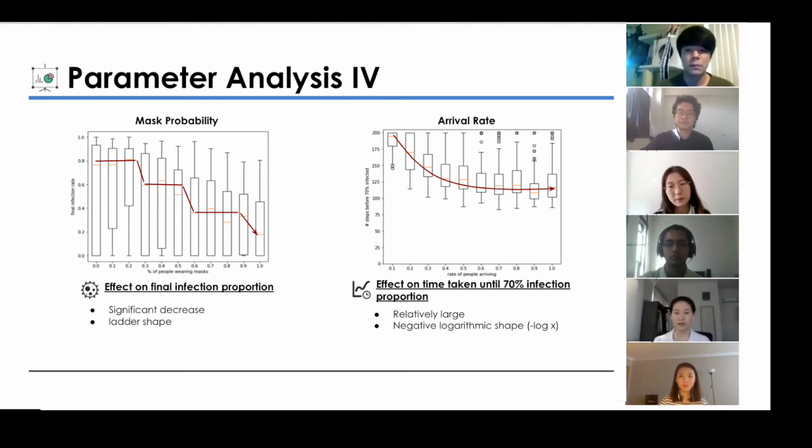The second graph is how arrival rate affects the time taken before 70% infection proportion. The graph follows a negative logarithm shape. It decreases very fast at first, but the decrease starts to slow down when it reaches a certain percentage.